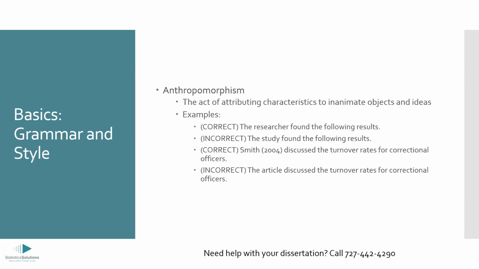This can also be attributed to when you're talking about previous literature. You want to avoid saying things such as "the article discussed this topic and this topic," and instead focus on the people who wrote the article, because again, the article itself didn't discuss anything. Smith 2004 discussed these topics and these concepts within the article. So it really is just about making sure that we're sticking to that active voice, and we're avoiding acting as if the study or an article has done something, because ultimately it hasn't.